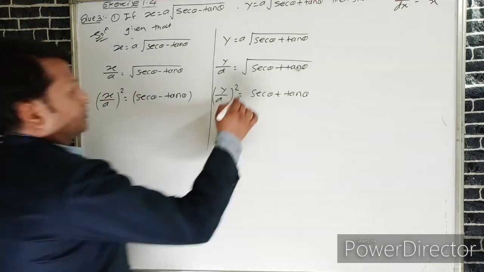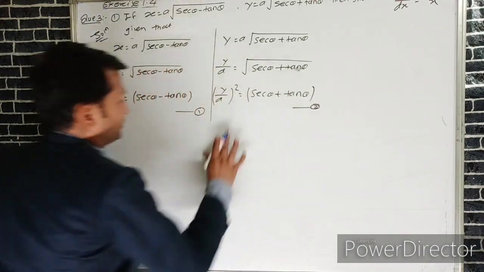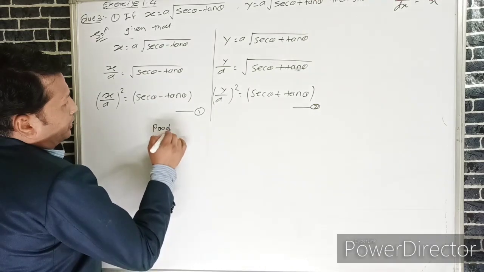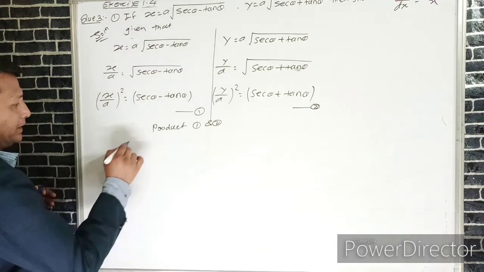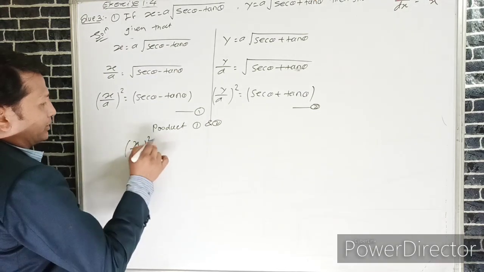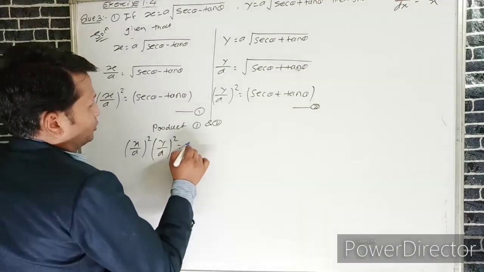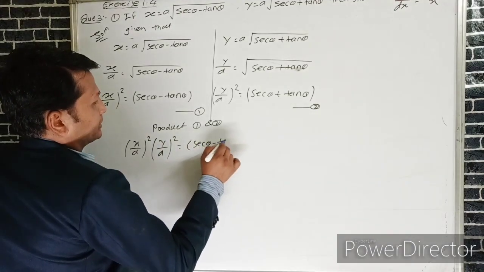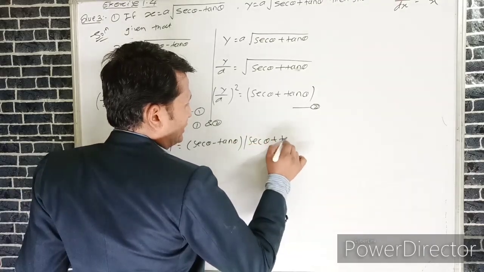Now, call these 1 and 2. If we take the product of 1 and 2, we can write x by a whole square into y by a whole square is equal to sec theta minus tan theta into sec theta plus tan theta.